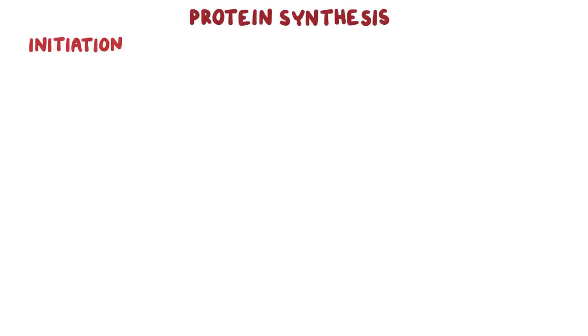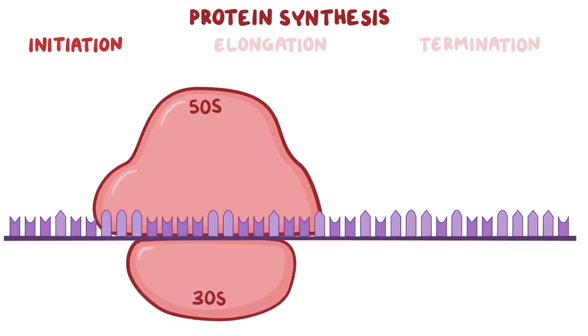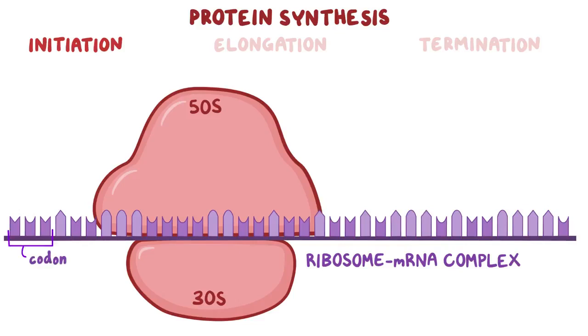In both eukaryotic and prokaryotic cells, protein synthesis involves initiation, elongation, and termination. In bacteria, initiation happens when the 50S and 30S subunits bind to the mRNA sequence to form a ribosome mRNA complex. The mRNA serves as a blueprint for the protein that'll be synthesized. It's made up of 3 nucleotide long sequences, called codons.